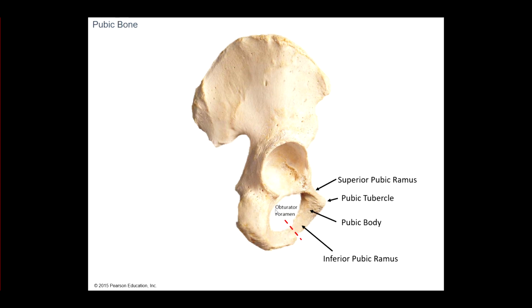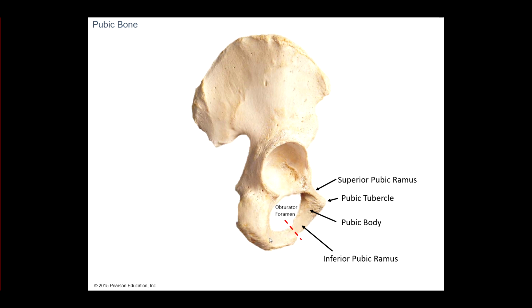The last bone that makes up the hip bone or the coxal bone is the pubic bone. The pubic bone has this main portion here, known as the body. So this is the body of the pubic bone. On top of it, there's a little round knob, a little round bump. This is called the pubic tubercle. Now, extending from the body, there are two rami, right? This ramus that goes down to meet the ischial ramus is the inferior pubic ramus.